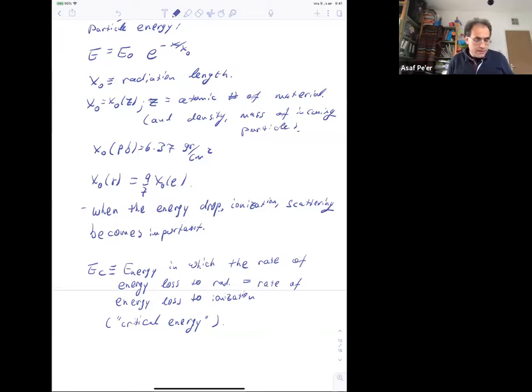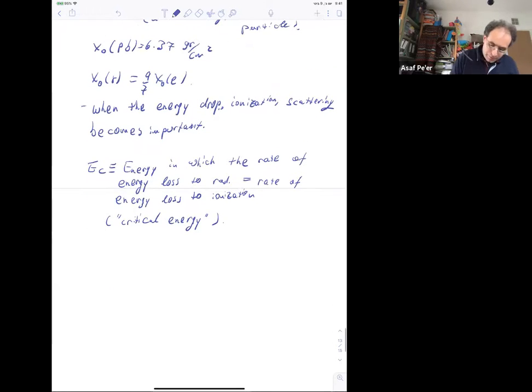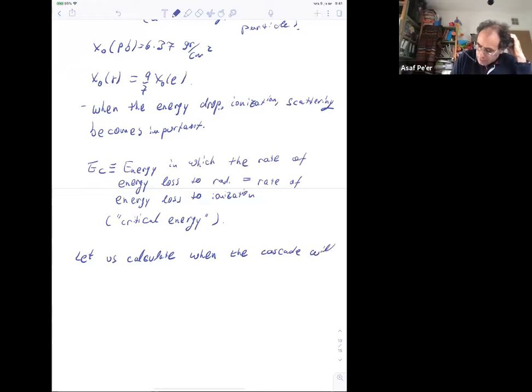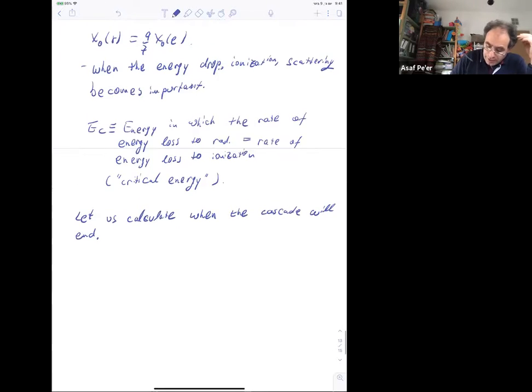So if we take a simple model, we can calculate how many generations the cascade will be. So let us calculate when the cascade will end, right? So, under the following assumptions.